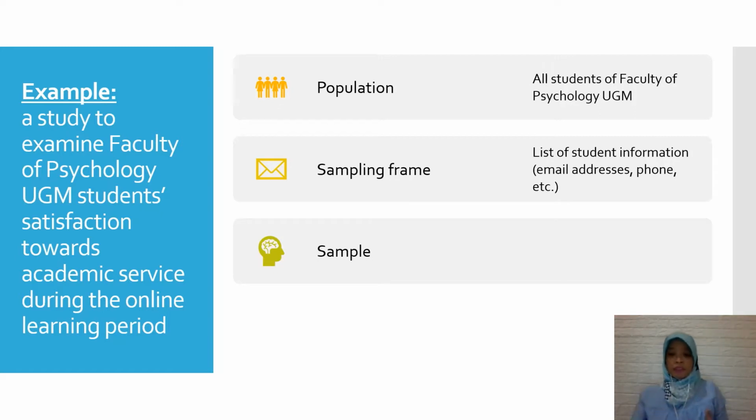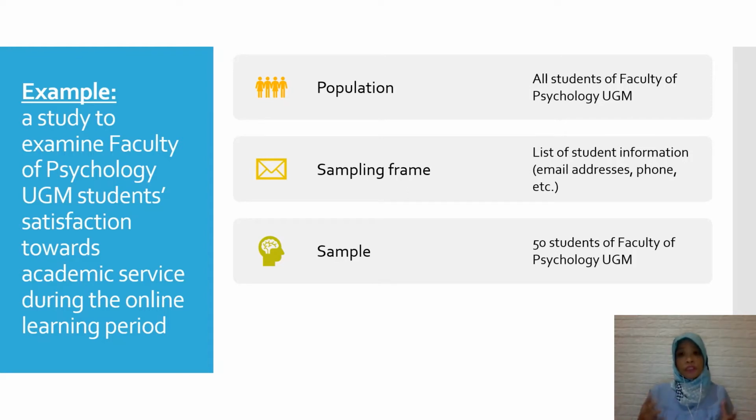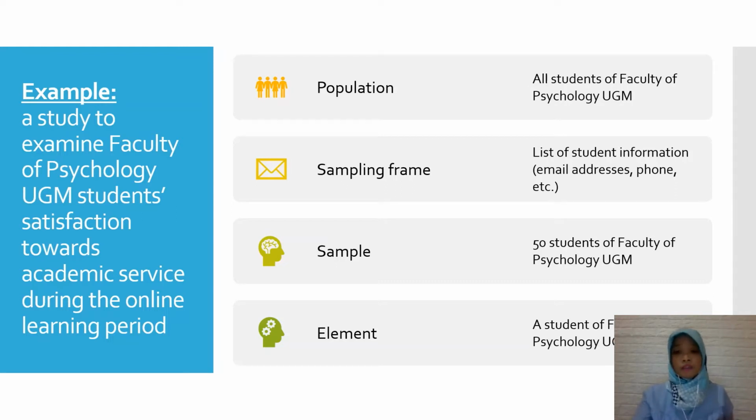And then the sample will be, okay, since we may not have the time or the resources, the facilities to access all the students, especially during this online learning period, then we will just select, for example, 50 students of the Faculty of Psychology, Universitas Gadjah Mada. So then who is the element? The element will be a student, one single student of the Faculty of Psychology, Universitas Gadjah Mada.